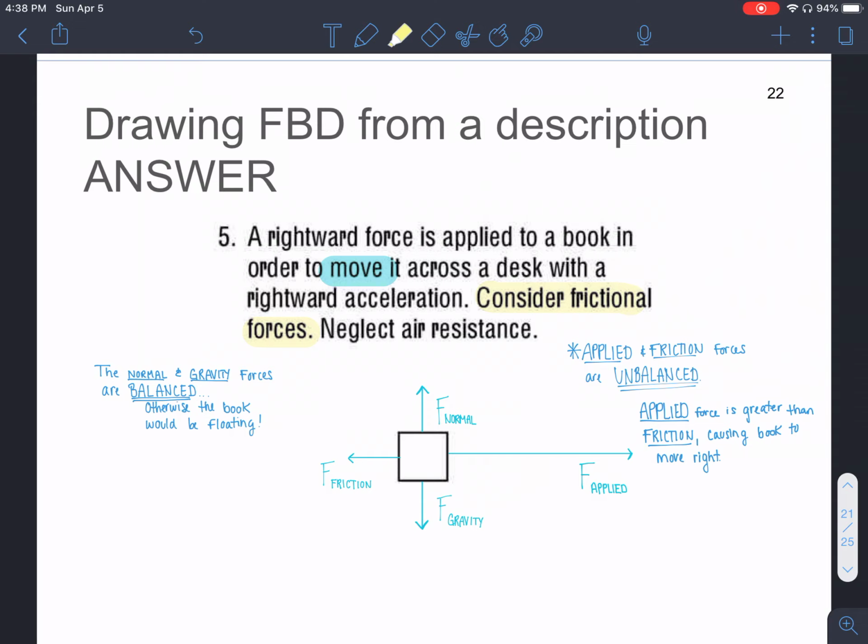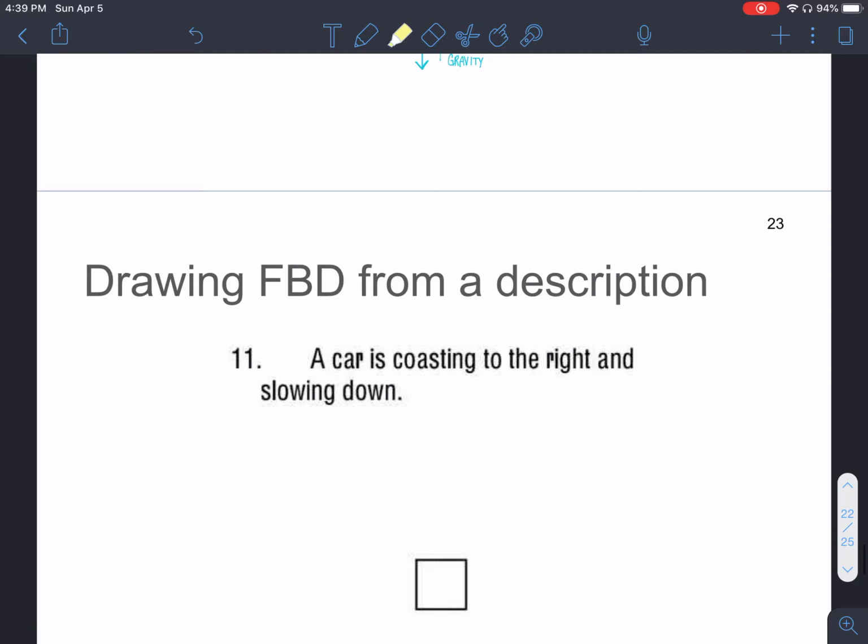So the normal force is the desk. It is just sitting there. The book is not falling through the desk. And then gravity is what is keeping it from floating up in the air. So those two forces are balanced, and the arrows should be the exact same length. And then the unbalanced forces are the applied and friction ones, and that is why the book is moving to the right. Let's try out one more of these and then we'll be done.